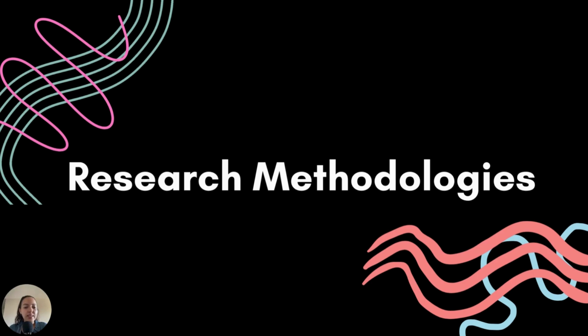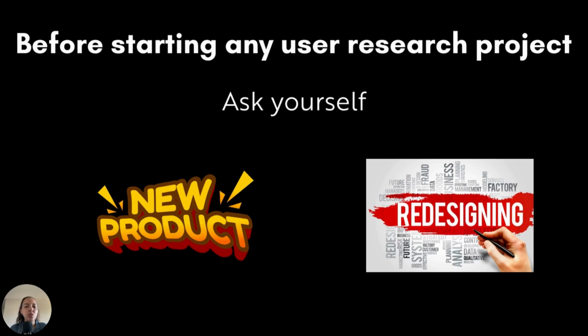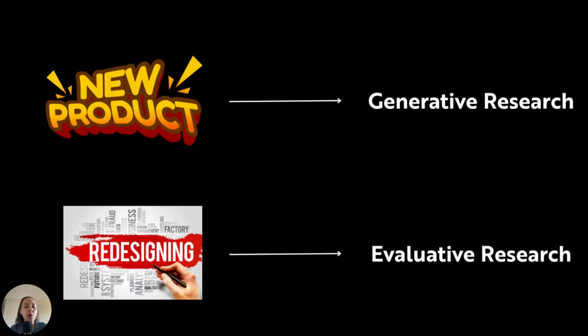Before starting any research projects, research methodologies are all the filters we use to analyze the usability of our solutions. So before starting any user research project, you need to ask yourself, is this a new product or is this a redesign of an existent product? If you are doing a new product, then you are working on generative research. You're starting from scratch. You're working on those steps that I mentioned: discovery, testing, validation, then testing.